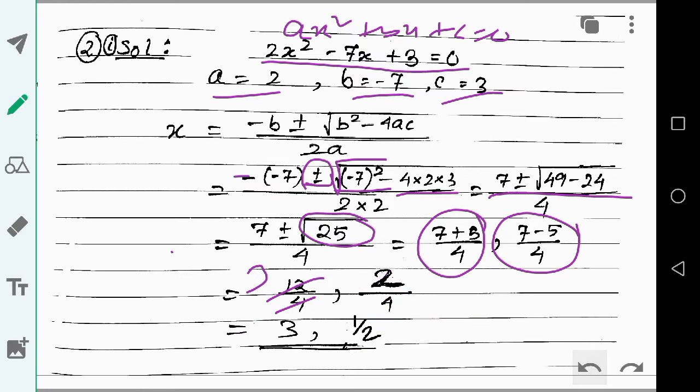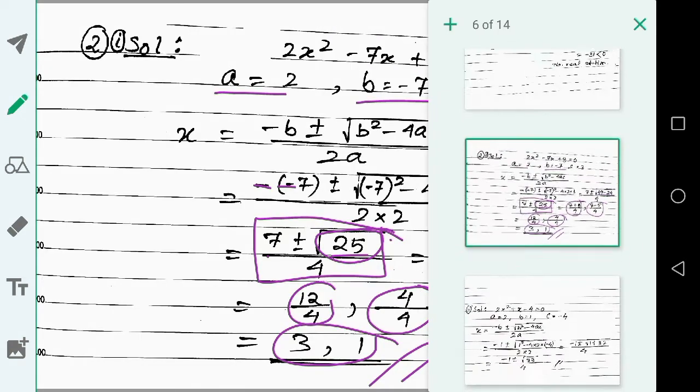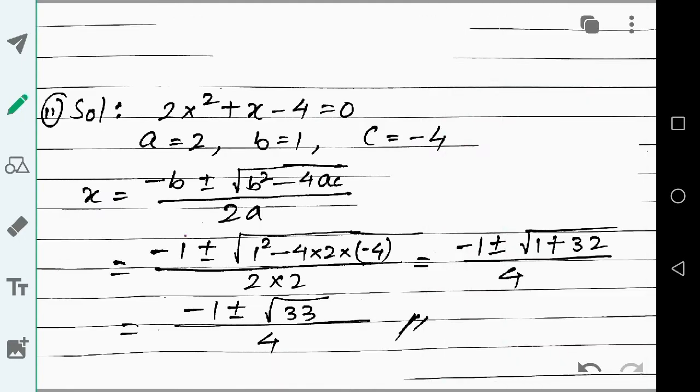Okay, let me clean this space. Okay, so hope you have understood this. Similarly we can solve the second of question number 2. This is the second of question number 2. This is the solution. I am not going to explain because it is same as the last one.